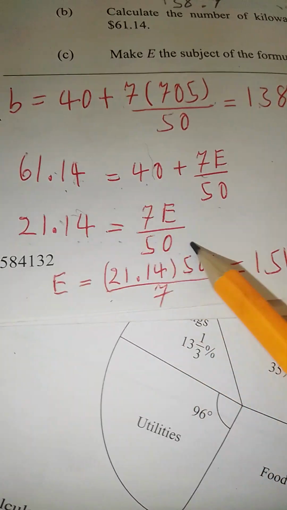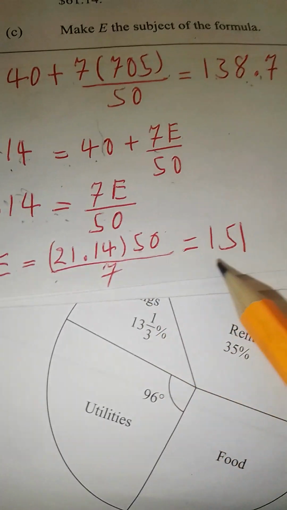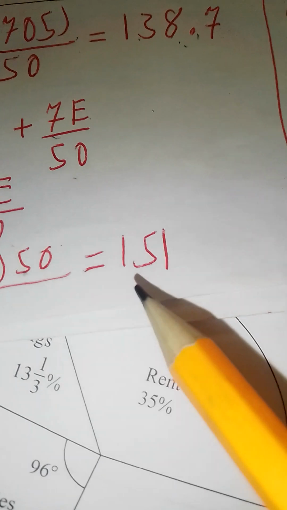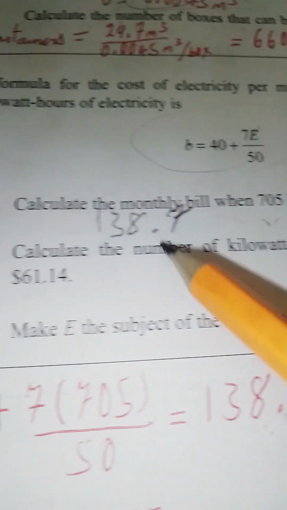I'm now going to multiply both sides by 50, and then divide by 7 to move the e. I get 151. So the number of kilowatt hours is 151 kilowatt hours. So this is going to be 151 for part B.